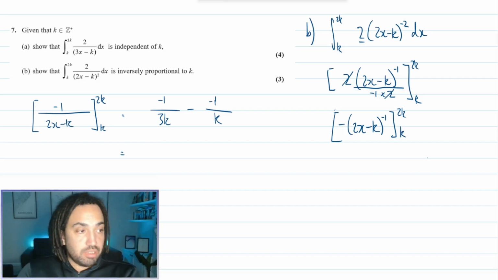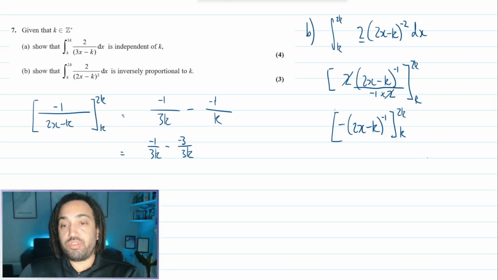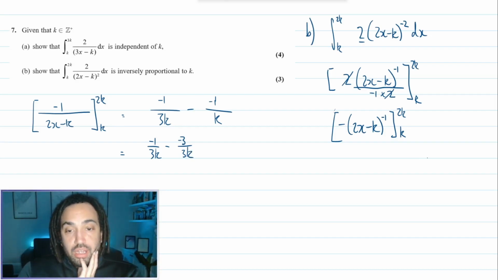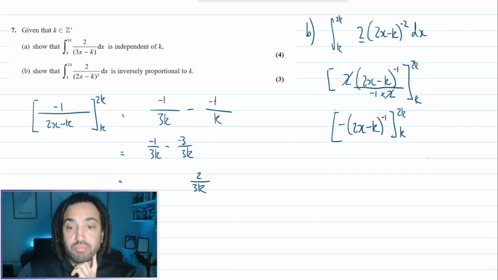Okay, let's make the denominators the same by timesing through by 3 top and bottom with that one. Okay, so what is this? This is minus 1 over 3k minus 3 over 3k. So that's minus 1 minus 3, which is minus 4, with the minus sign outside giving plus 4, no, sorry, therefore this must be 2 over 3k. Okay, great. And this is inversely proportional to k because it's over k. So we can just write here inversely proportional.